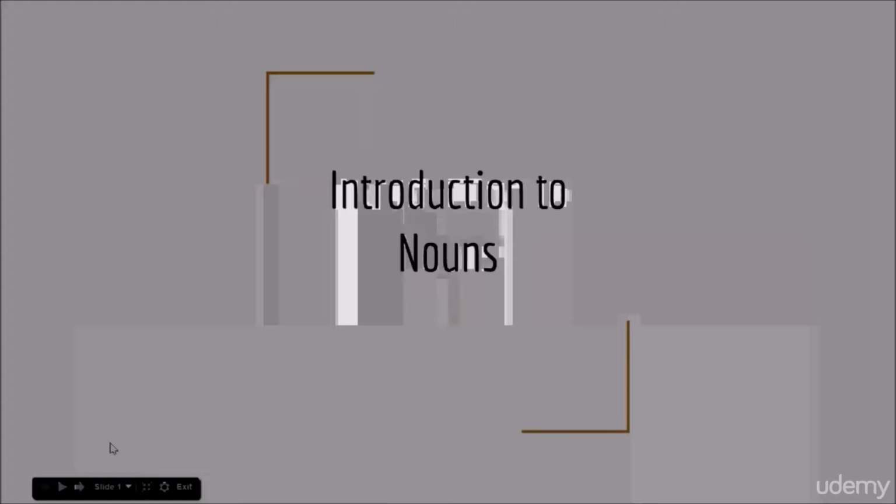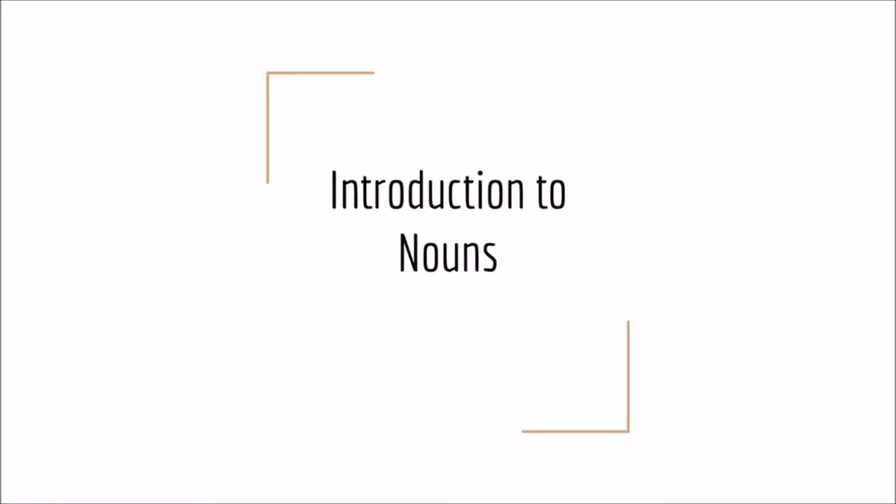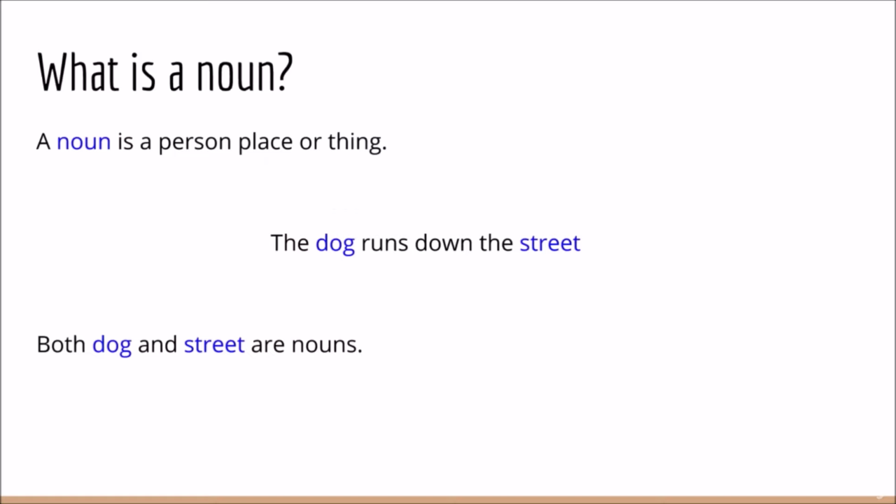All right, welcome to the introduction to nouns. Now you should have already watched the first lesson about the basic parts of an English sentence. In this lesson, we're going to take one of those parts and I'm going to show you just exactly how detailed you can go with each of these parts. So first, what is a noun? A noun is just a person, place, or thing.